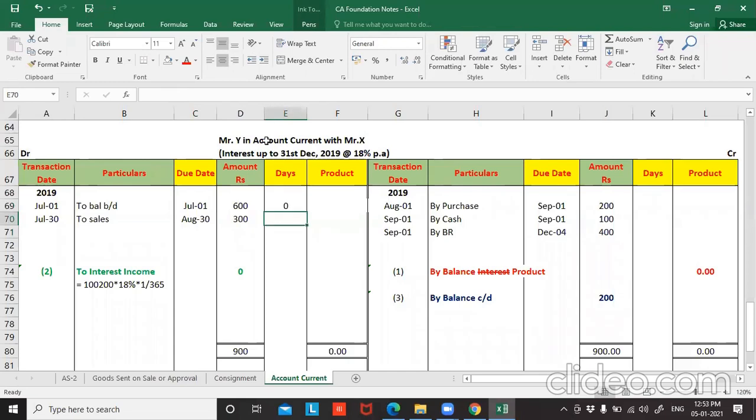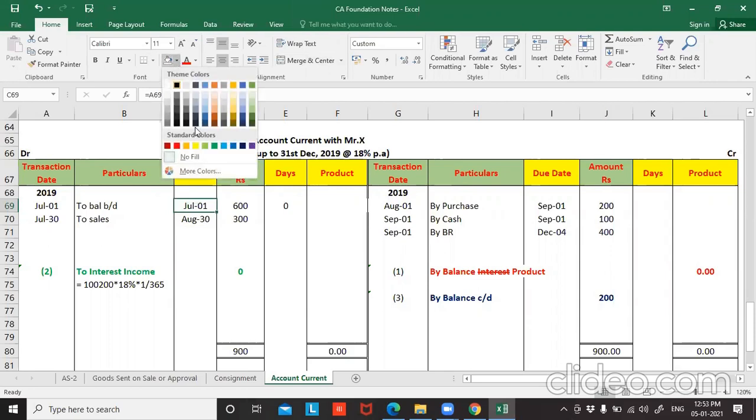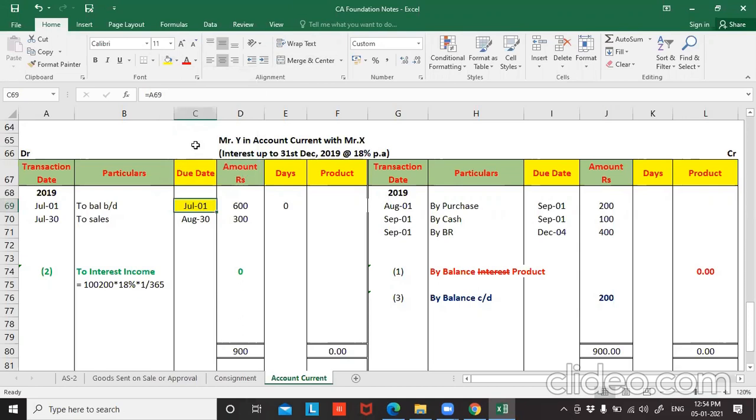Now, next transaction, this due date is August 30. From August 30, you will go backward towards this, because this is my freezed base, guys. This one, what I'm marking to you, is the freezed base. In the forward method, 31st December is the freezed base. Whereas in backward method, the first transaction's due date, July 1, is supposed to be the freezed date. So from August 30, I have to go backward towards July 1 and calculate the number of days.